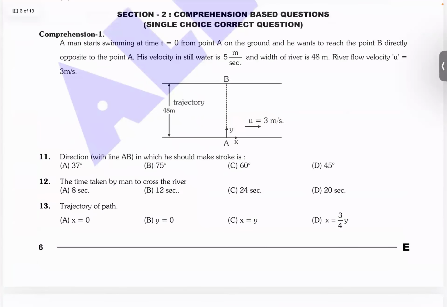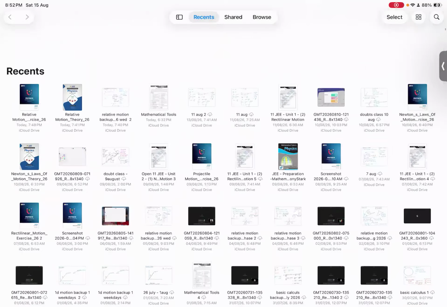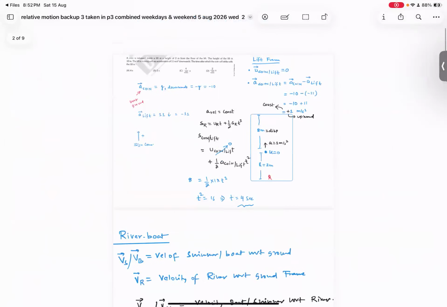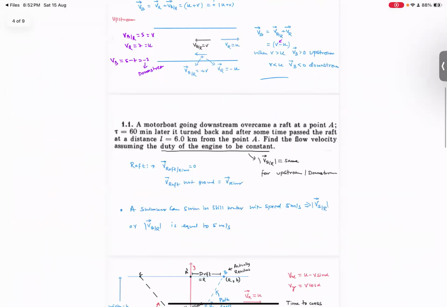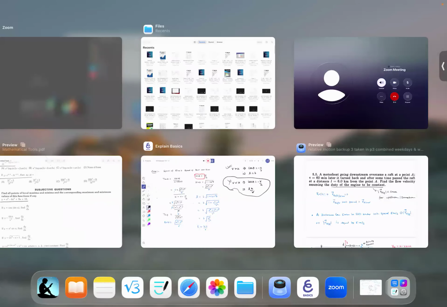Just a moment, I just now opened it. So this question: a motorboat going downstream overcame a raft. This one, you must try. So these 3 questions I will solve. After you have tried, then maybe I can say you know enough in a proper way.